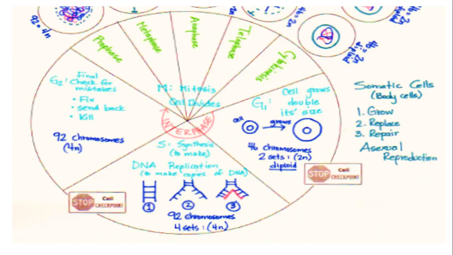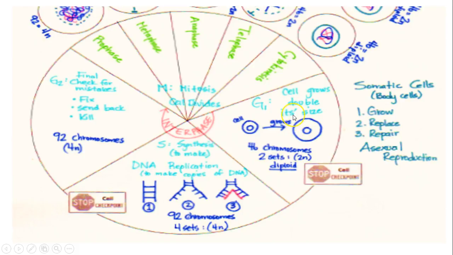So here we go, the cell cycle. The cell cycle is made up of a series of steps that a cell goes through in order to replicate itself. So here you start off with G1, okay? Then it goes to the S phase, G2, and then the M phase. Just know that your somatic cells are your body cells. They grow, they replace, they repair, and that's asexual reproduction.